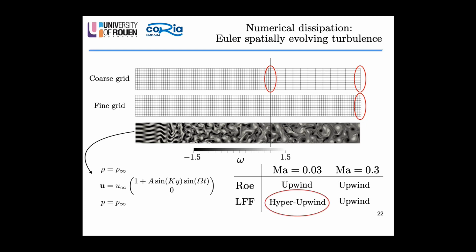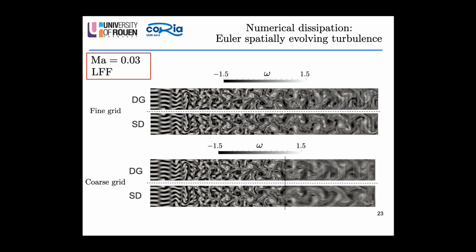And this is the case that we want to study in connection with the theoretical analysis before. So we want to see the case of low Mach number and the Lax-Friedrichs flux. We compare a classical discontinuous Galerkin simulation and a spectral difference simulation, and with the two different grids, we can notice that we do have oscillations coming from the upper boundary and a little bit smaller coming from the interface between the two resolutions.